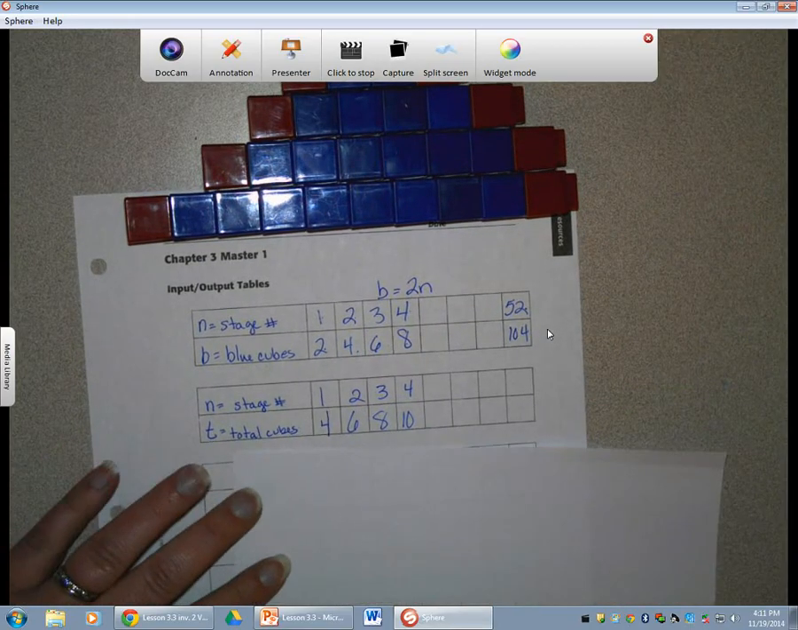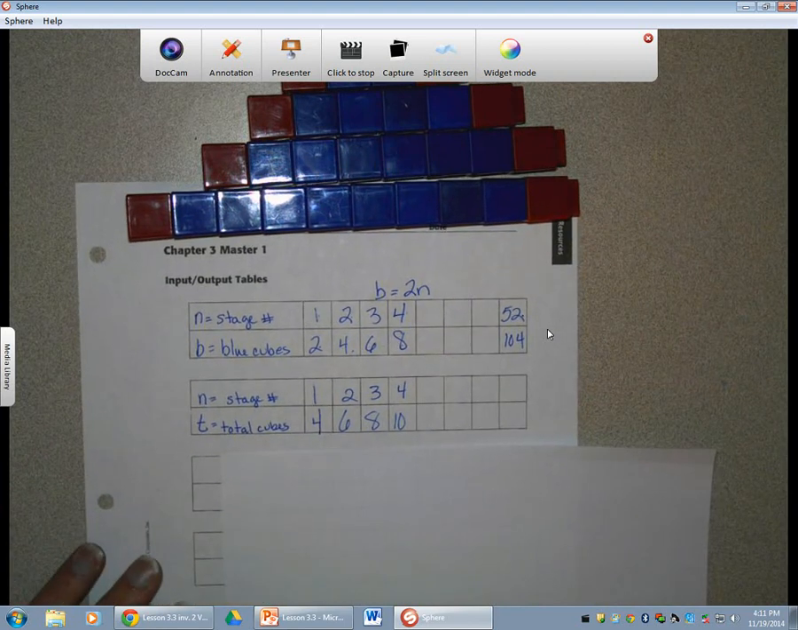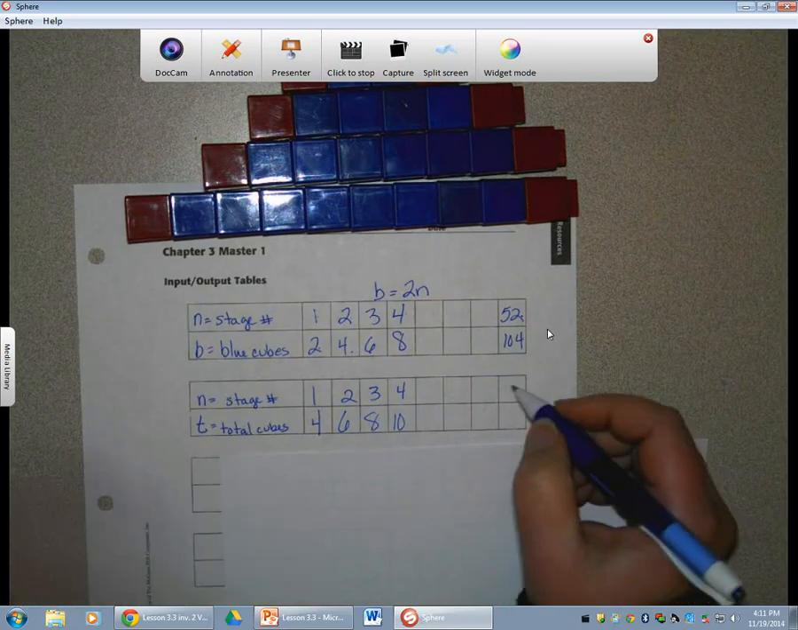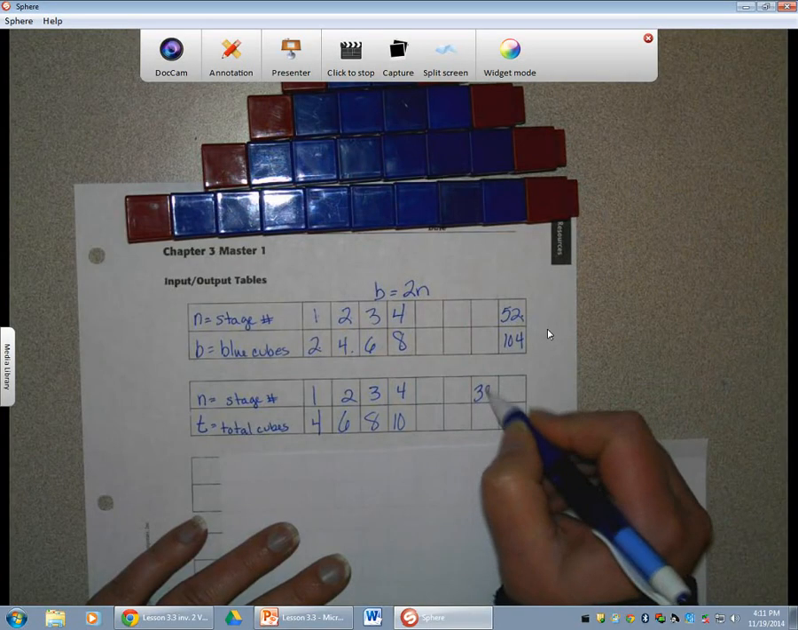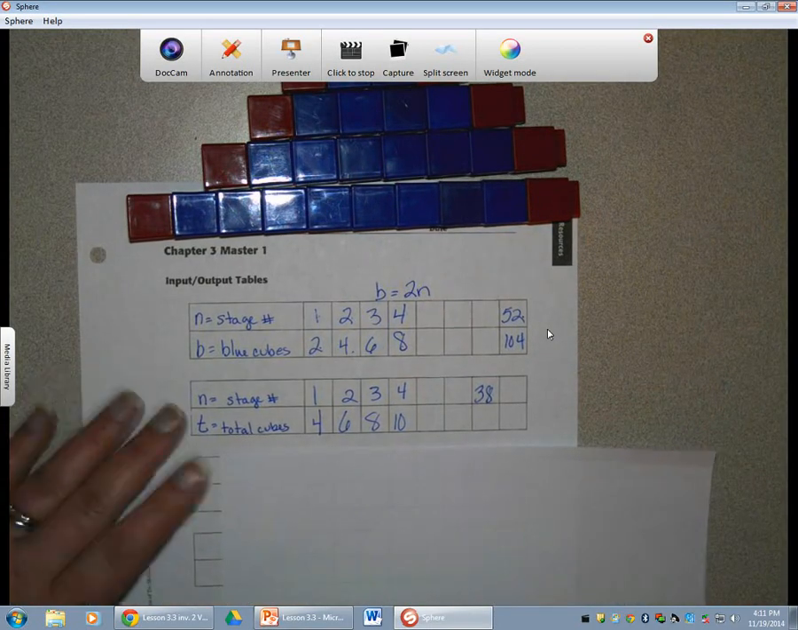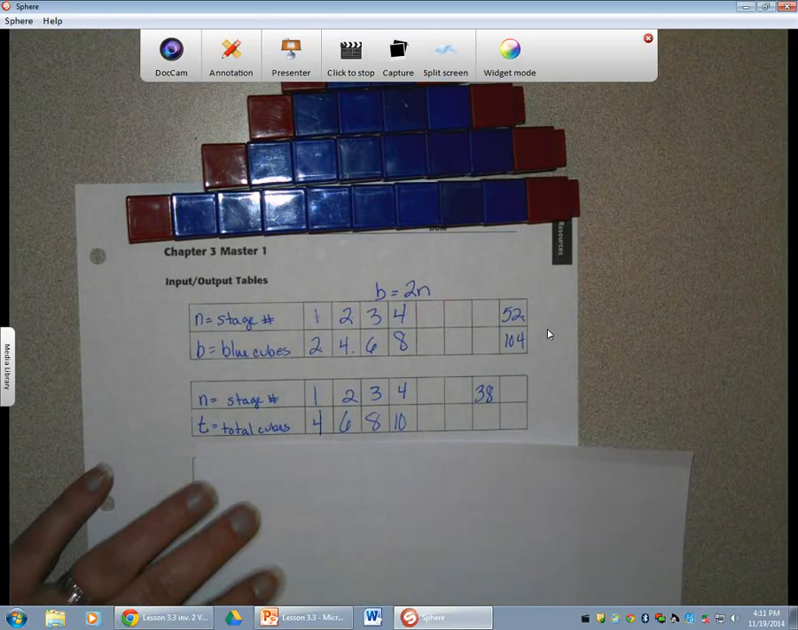And again, I'm going to want to write this rule so that I can get from my stage numbers to my total number of cubes in case I want to find, say, stage 38. Okay? So I'm going to try the simple rules first because it worked really well with the first pattern that we did, so maybe it'll be a simple one again.